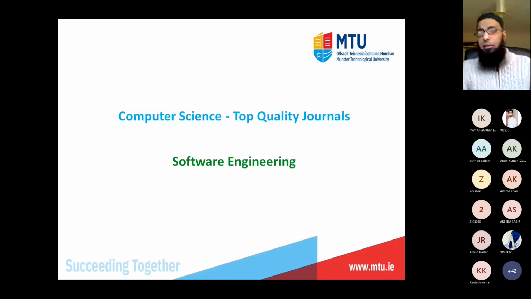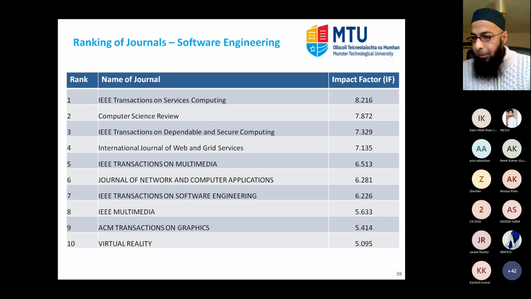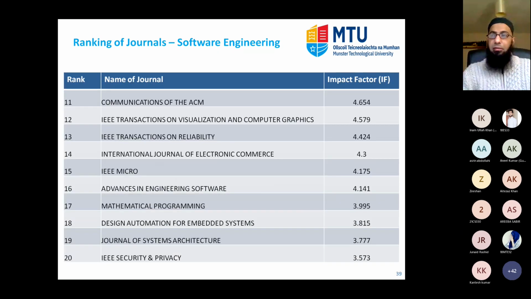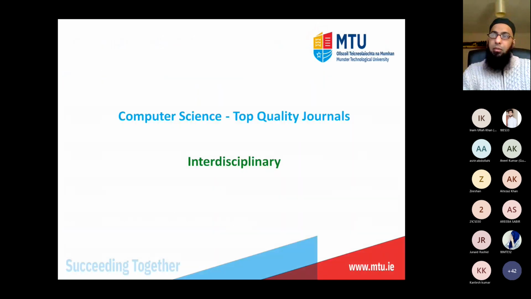Now looking at the top ranked journals of software engineering, we can see that the ranked number one journal is Transactions on Services Computing. Then we have Computer Science Review. Then we have IEEE Transactions on Dependable and Secure Computing. And these are the top 20 journals of software engineering.